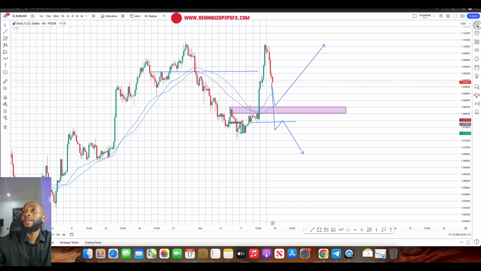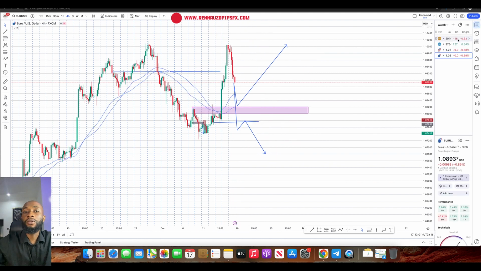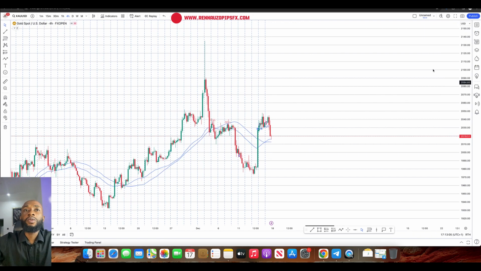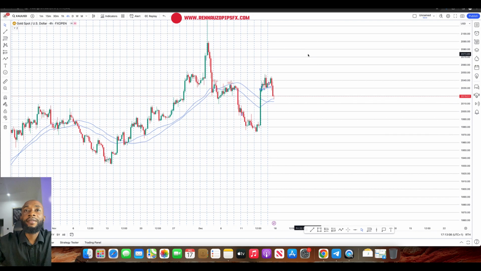So let's check out gold. So this is gold 4 hours time frame. As you guys can see, gold took out this higher high here. There's a higher high here, which you can see it go take out and drop down, then move up again. It didn't take out this high, then massively dropped.